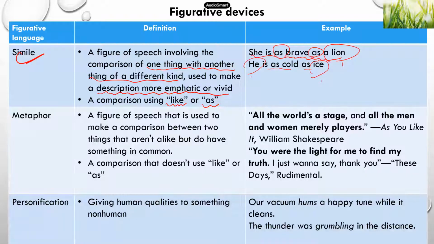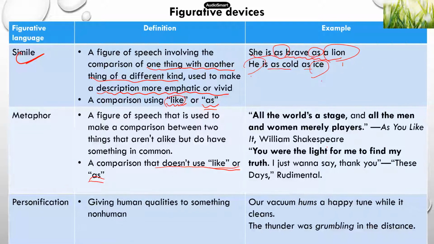Next one is metaphor. Metaphor is used to make a comparison, similar to simile, between two things that are not alike but do have something in common. Now, this is a comparison that does not use like or as. So this is going to be very useful information for you to discern the two types of figurative devices. If you see like or as, that means it's a simile. If you don't see those, and there's a comparison between two different things, then that's going to be a metaphor.